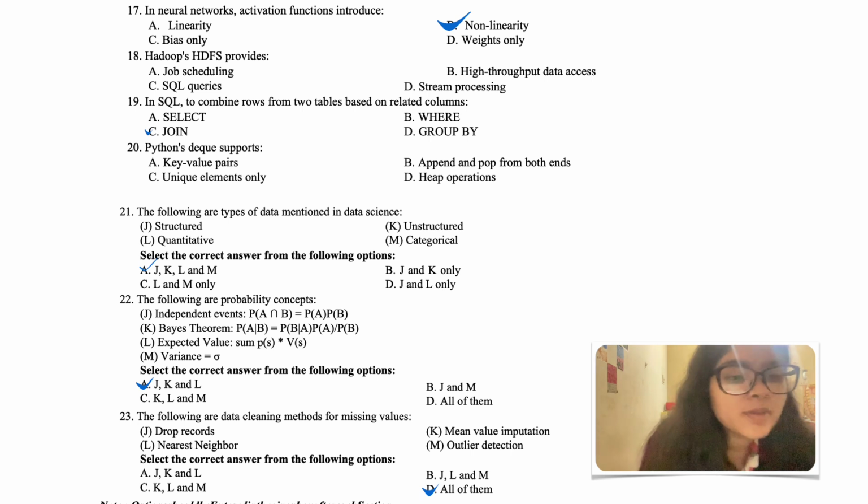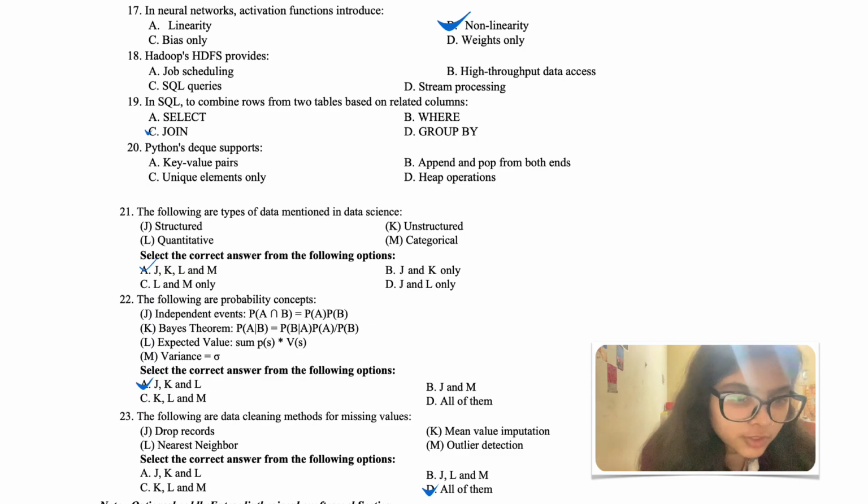or single system. In SQL, to combine rows from two tables based on related columns, we use joins. Join the tables based on the related columns. Python's DQ supports, here the option B is correct: pop and append from both ends. Q, we know that the Q is used for implementing the FIFO operation, but if it is a DQ, we can insert and remove data from both ends. The following types of data are mentioned in data science: structured, unstructured, quantitative and categorical. All kinds of data are there in data science.